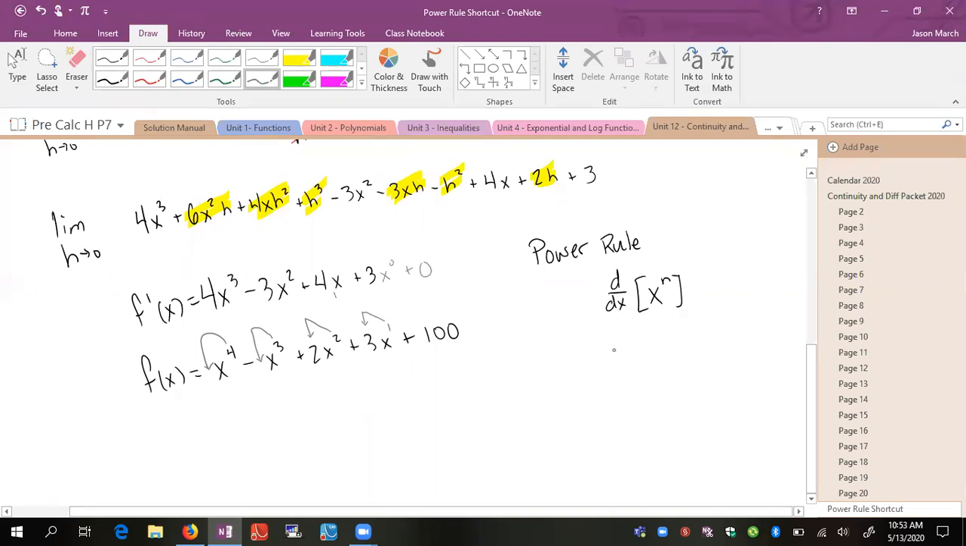So the power rule is that if I take the derivative of x to any power n, it's going to equal n times x to the n minus 1. That's so cool.